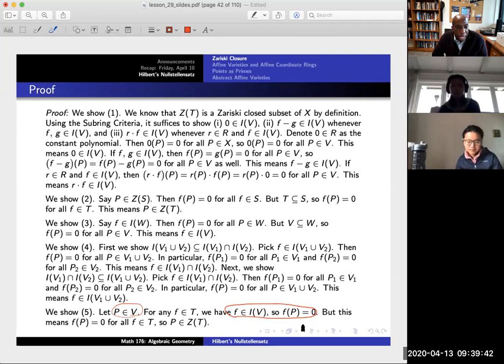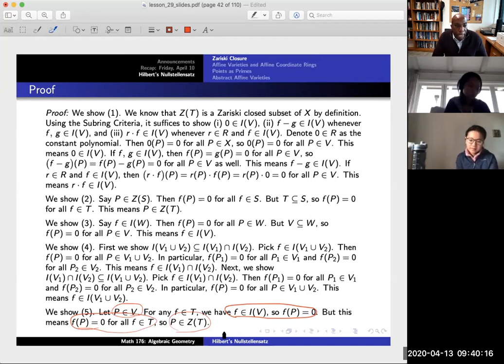Again, if I take any f that's in T, T equals I of V, and I of V is by definition the set of polynomials that vanish for every point of V. So for any f in T, f of P has to be 0. But because f of P is 0 for all f in T, that by definition just means that P is in Z of T. So this here is just a matter of semantics to get everything to work.